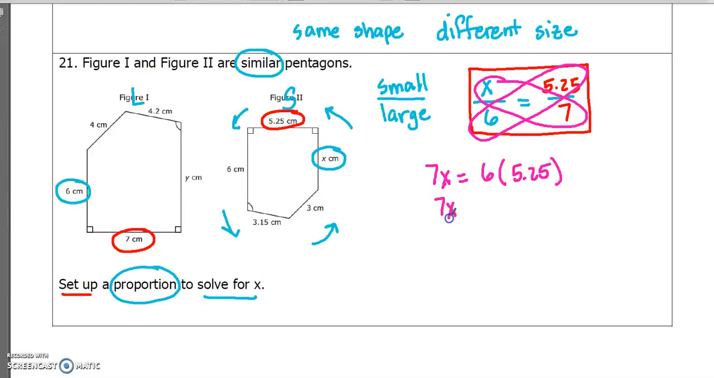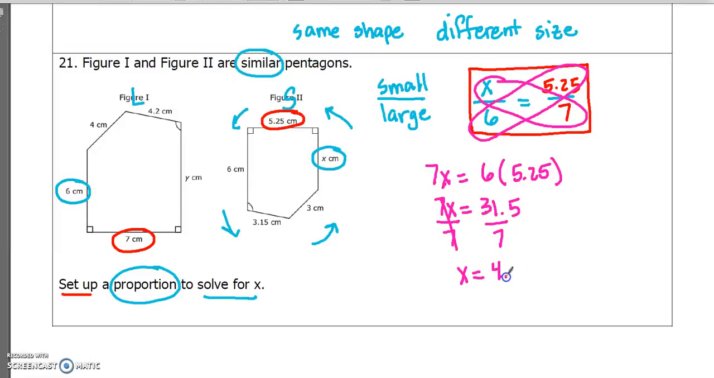So I bring my 7x down, and if I do 6 times 5.25, I'm going to end up with 31.5. And then if I divide by 7, I end up with 4.5.